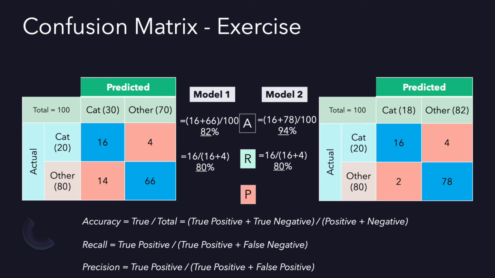Lastly, let's look at the precision scores of the models. For the precision, we need to know true positive and false positive values. For the first model, as you see, we have 16 true positive and 14 false positive. Then our precision value is 53.3%. But if you look at the second model, second confusion matrix, because false positive value is 2, precision score of the second model is 88.8%.